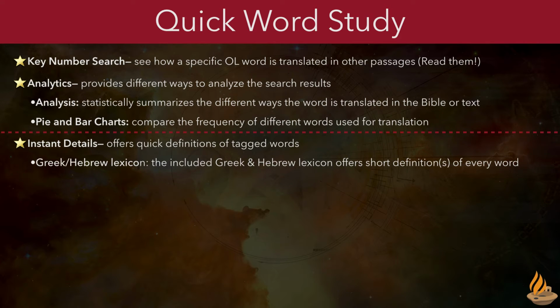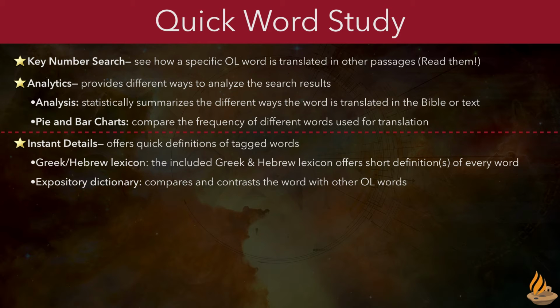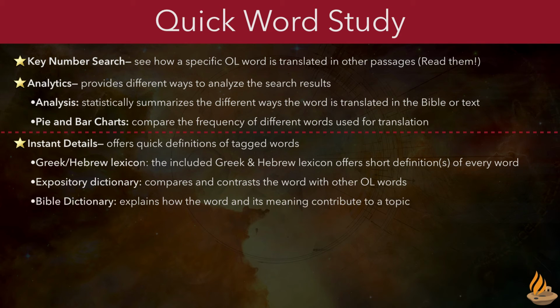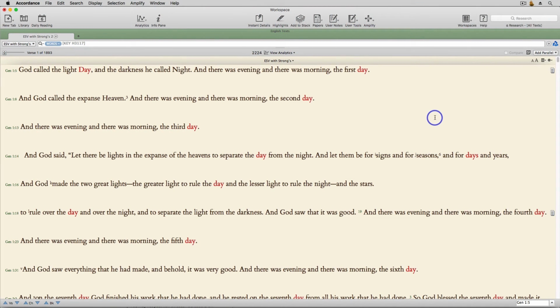It offers short definitions of every word in the Bible. If we've purchased an expository dictionary, we can compare and contrast the word with other original language words in the Bible. And a Bible dictionary explains how the word and its meaning contribute to a topic. Again, one is included in every copy of Accordance. Here's how Instant Details contributes to a quick word study. It's so easy it ought to be the first technique we use.